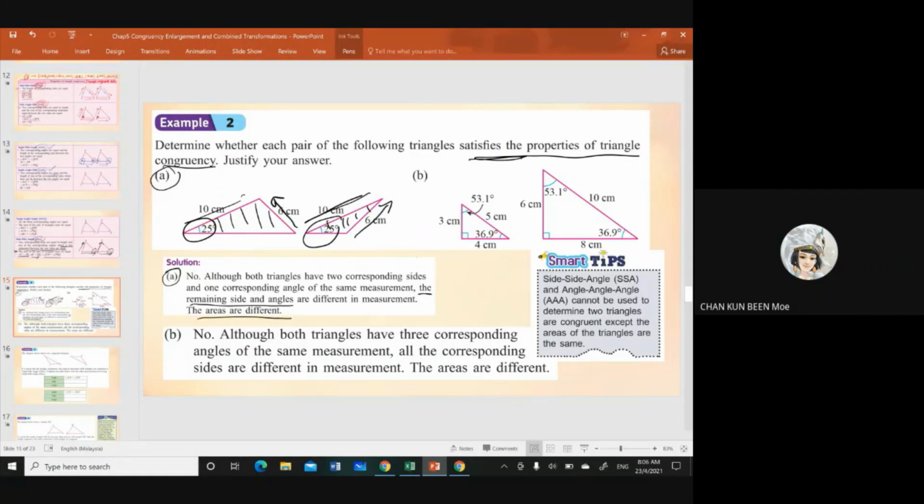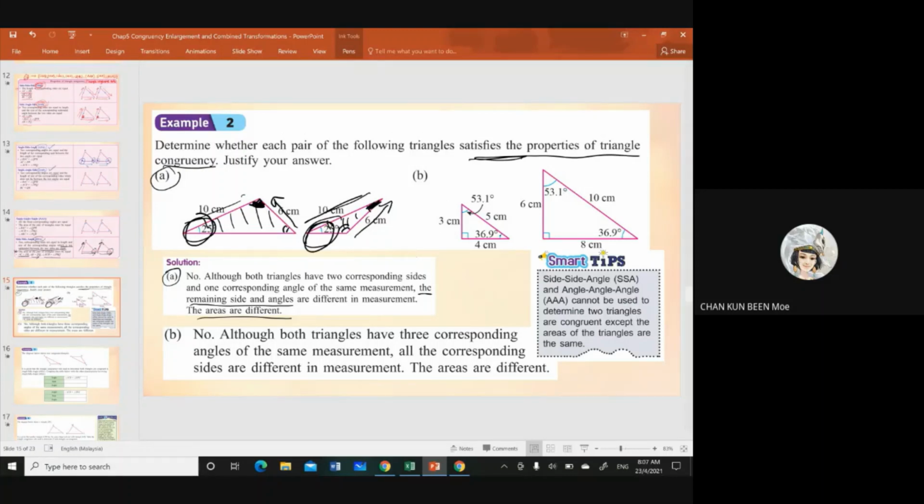Okay, so you got to remember this, the remaining side and angles are different in measurement, and then the areas are different. Why? Because the angle over here, you see, we have 25 already, they are the same. But then the next one, in between 6 and 10, this angle, they are different. Same with this angle over here, they are different. Okay, and also the area is not the same. So now we look at B, diagram B here.